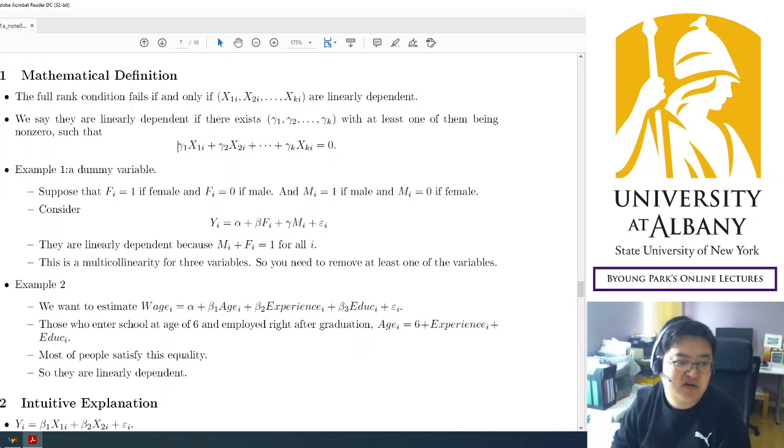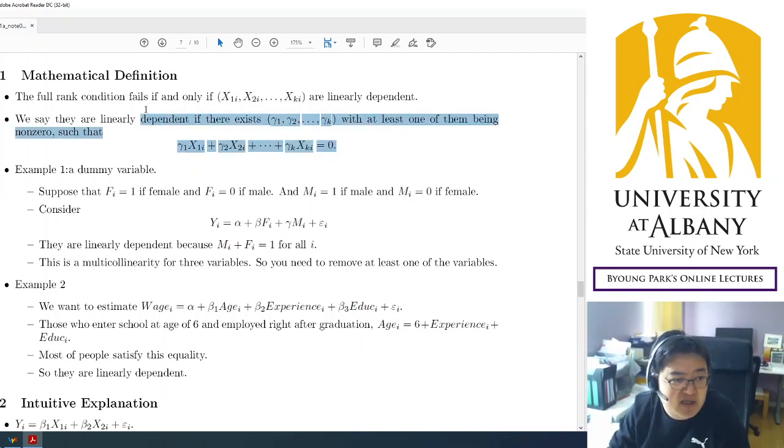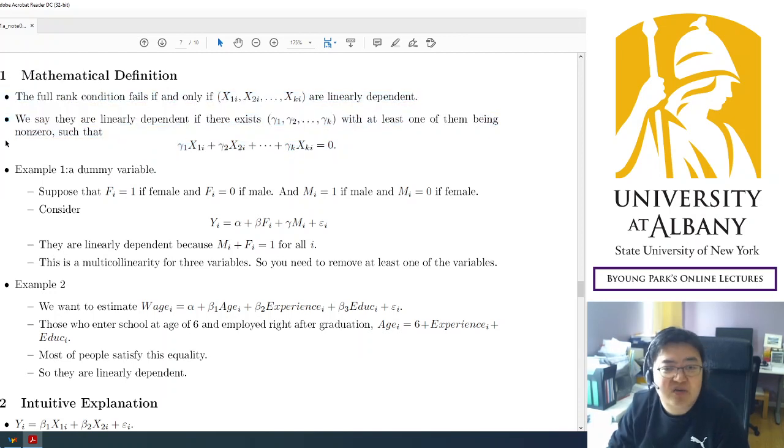Matrix is singular. So when a matrix is not invertible, we say that the matrix is singular. I'm confused too. So this is a mathematical definition. So let's think about examples when this happens, when the variables become linearly dependent. The simplest possible example is to consider a dummy variable.